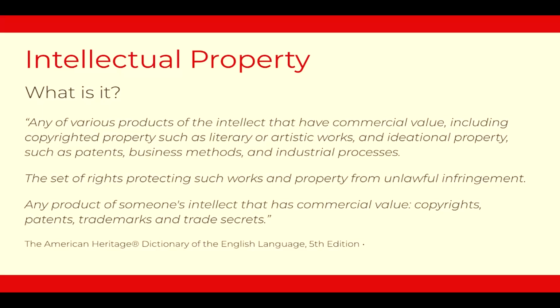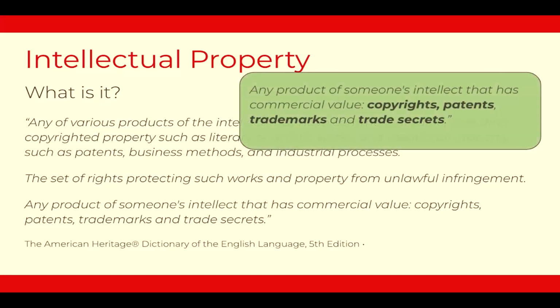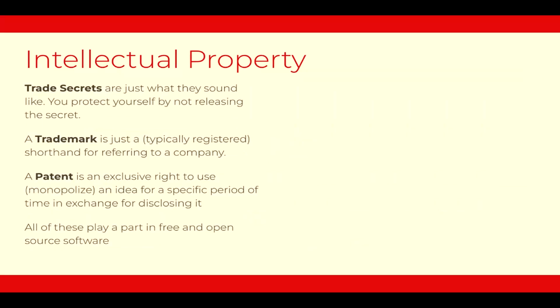This is a dictionary definition. It's kind of cool. We should know what it is. But what it calls out is 4 different types of intellectual property: copyrights, patents, trademarks, and trade secrets, and all of these kind of play in this open source realm. Kind of. The first 3 play in the open source realm, but they're not as important to it as the copyright. So we're just going to go through them really quickly.